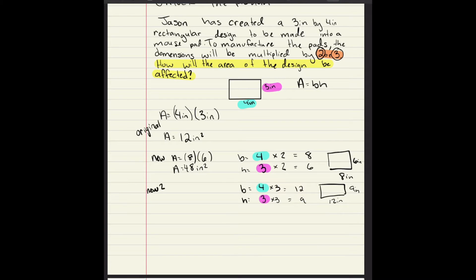So now I'm going to plug that in. So this is new 2. So I have A equals my new base, which is 12, and my height, which is 9. So my new area equals 108 inches squared.